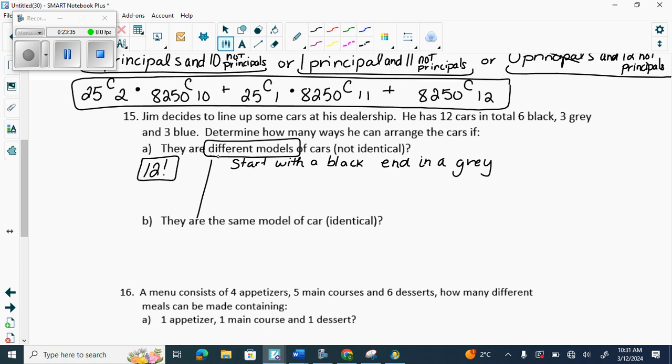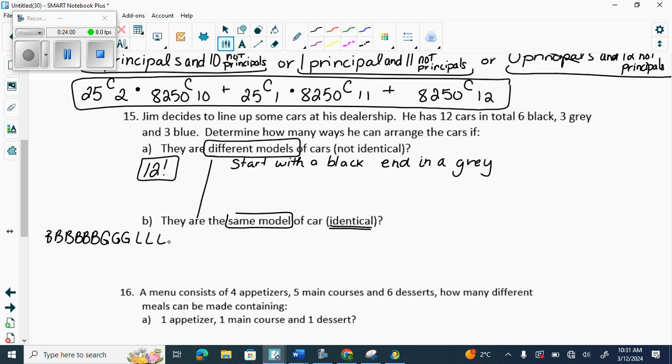For this one, if they're the same model, that is a fancy way of saying identical. That means you actually have like B, B, B, B, B, B for black, G, G, G for gray, and I'll use L for blue. Like you can't tell those apart, right? When they're identical, it's like having the word bagloo. Bagloo. There's not even blue. Bagloo. You have to arrange.